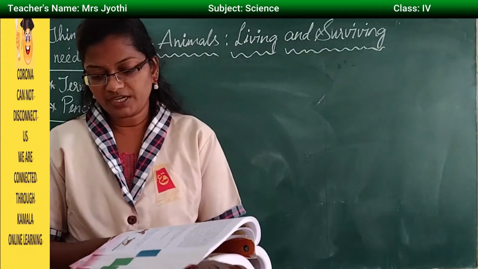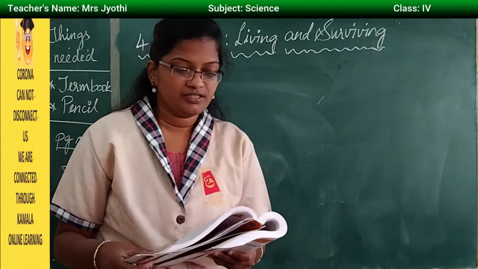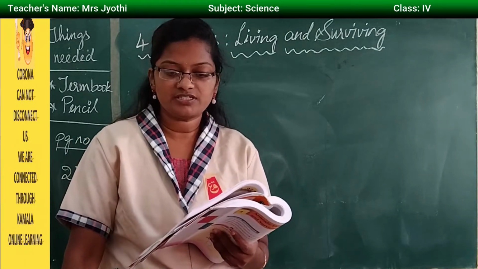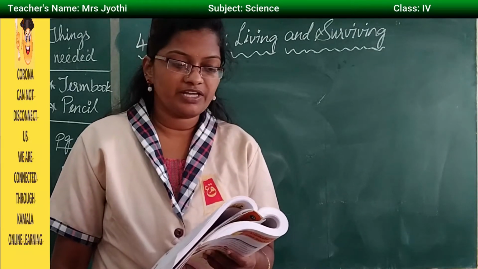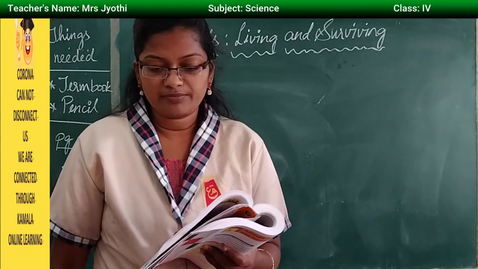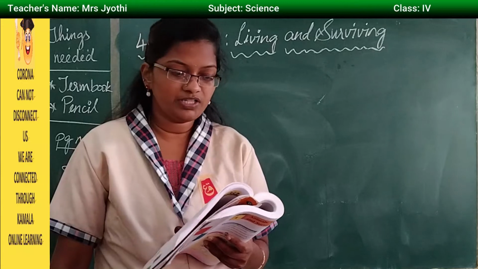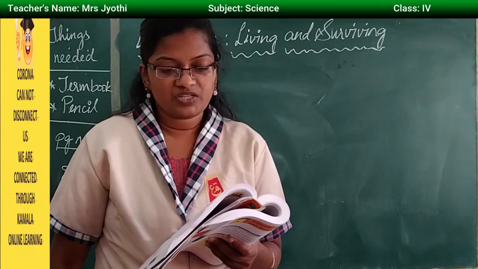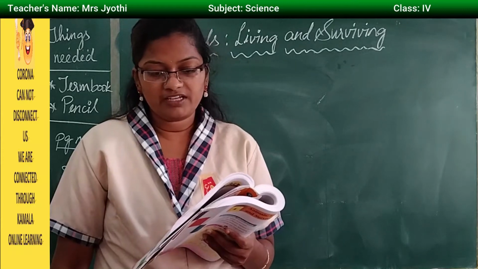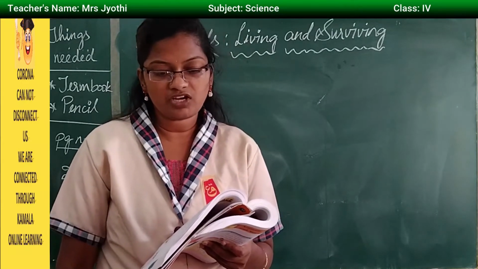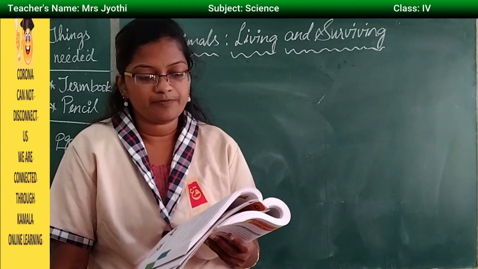So page number 279. Just like plants, animals also need special features that help them to survive in their immediate environment. For example, camels have a hump on their backs as a place to store fat. It is this fat that helps them to survive for a longer duration in the desert without food and water.